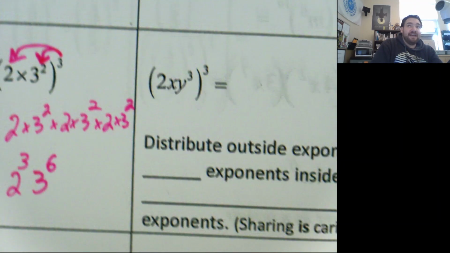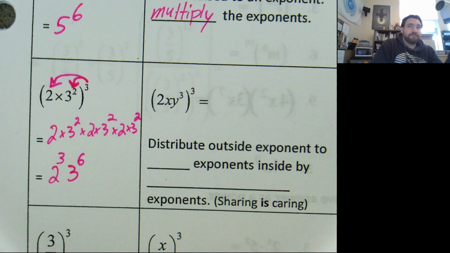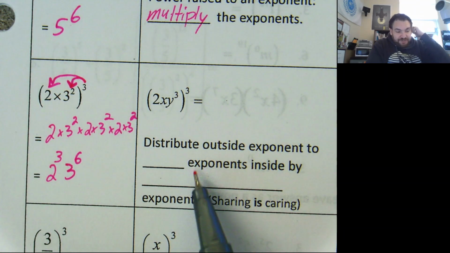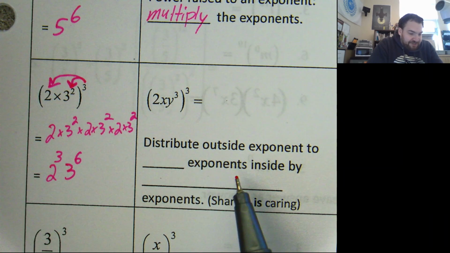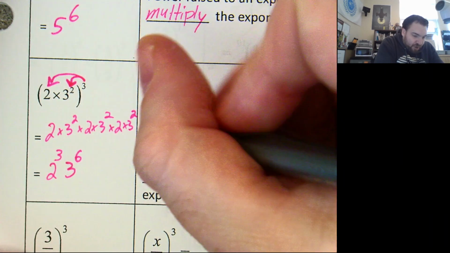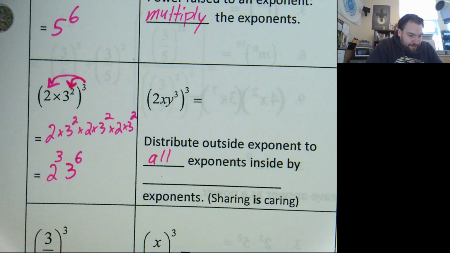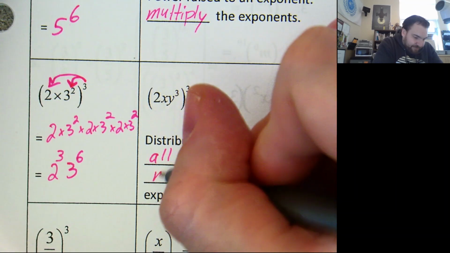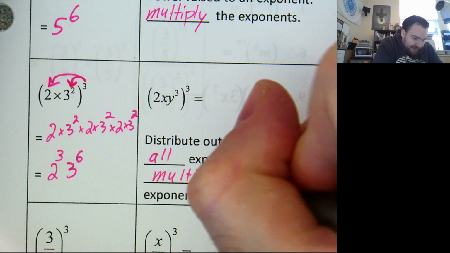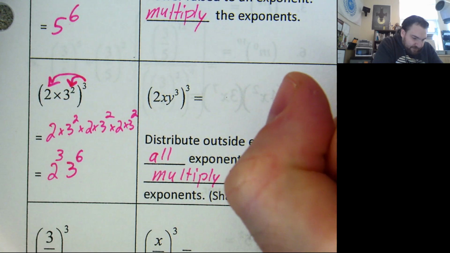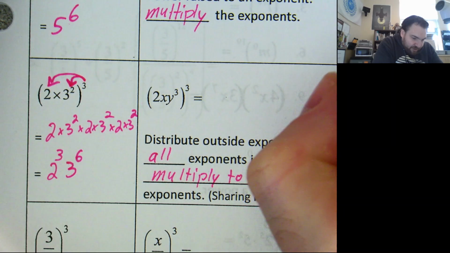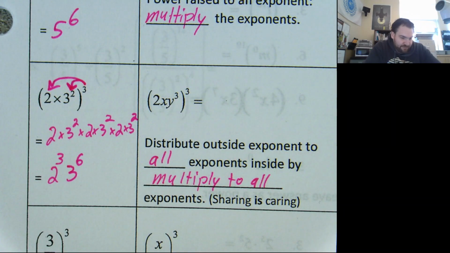So then, let's do the words first. When we distribute the outside exponent to all exponents inside by multiplying to all exponents. Sharing is caring, in fact. And it's kindness week, so that's useful.